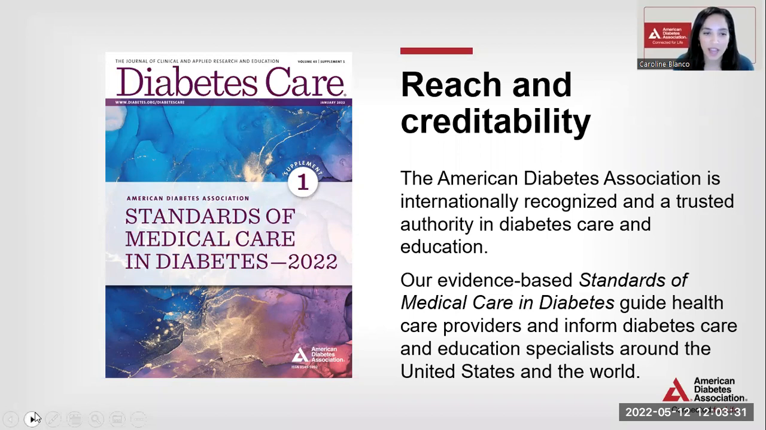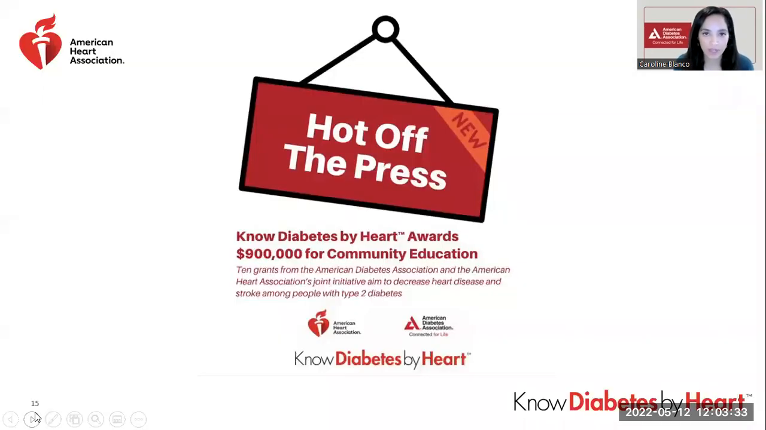So if we go to the next slide, with the focus of diabetes and heart disease, the American Heart Association and the American Diabetes Association joined forces on the national initiative, No Diabetes by Heart. And this is really focused on reducing cardiovascular death, heart attacks, heart failure, stroke in people living with type 2 diabetes. As part of our No Diabetes by Heart initiative, we awarded over $900,000 in community grants in 2021 to 12 organizations nationwide.